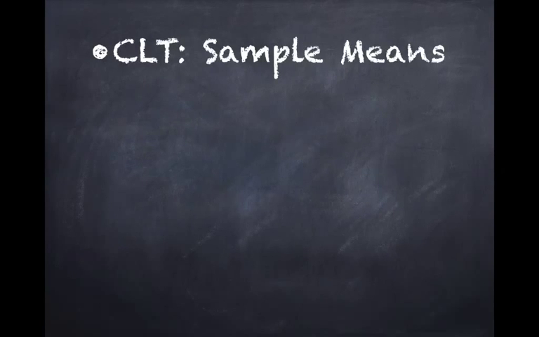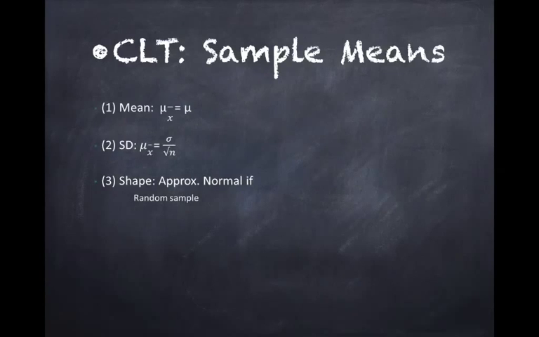And so if we look at this for quantitative data, it's going to tell you three things. The first thing it's going to tell you is that the mean for your sample mean x bar is always going to be the population mean mu. The standard deviation is going to be the population standard deviation divided by the square root of your sample size. And then the shape is going to be approximately normal if you have a random sample, and you should take note that the sample size is large enough.